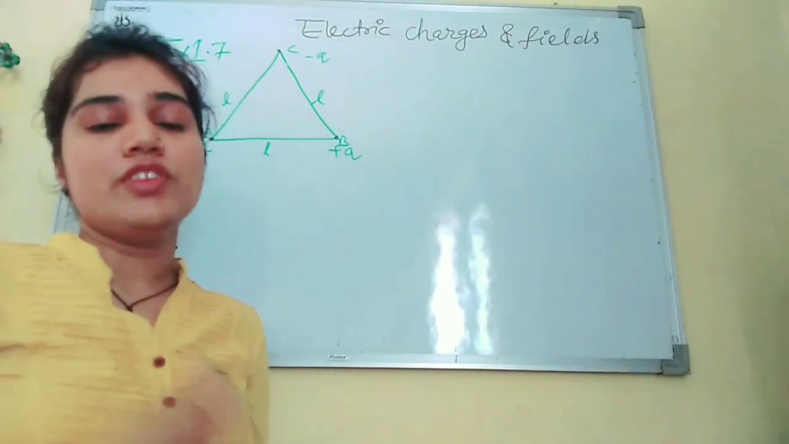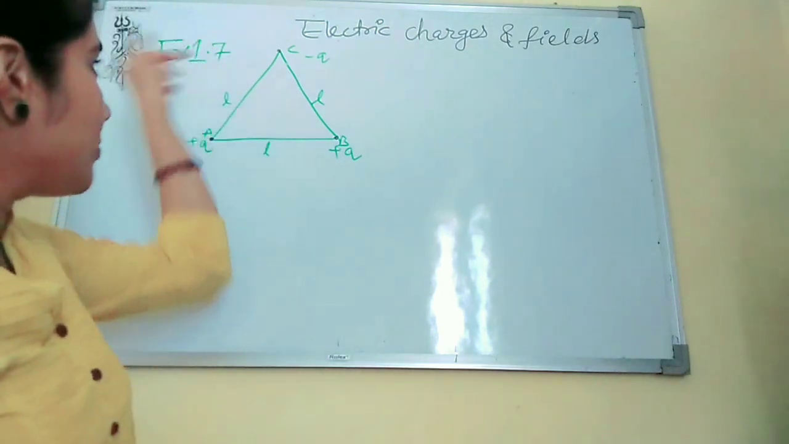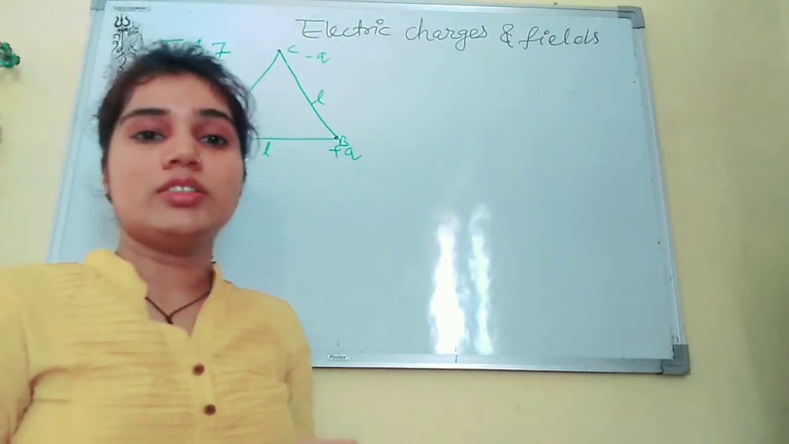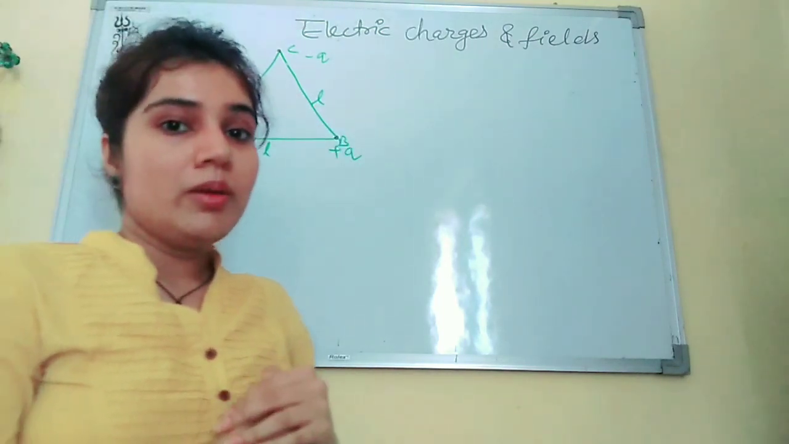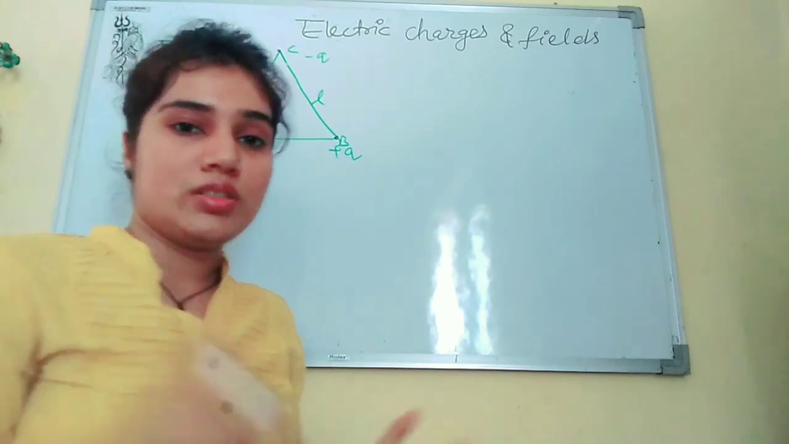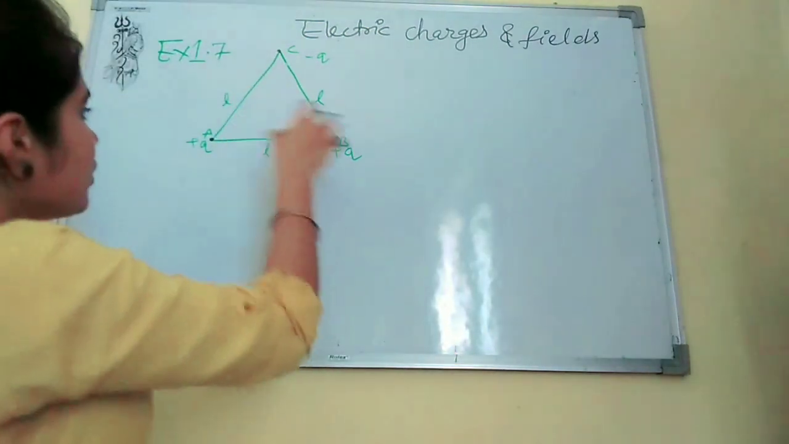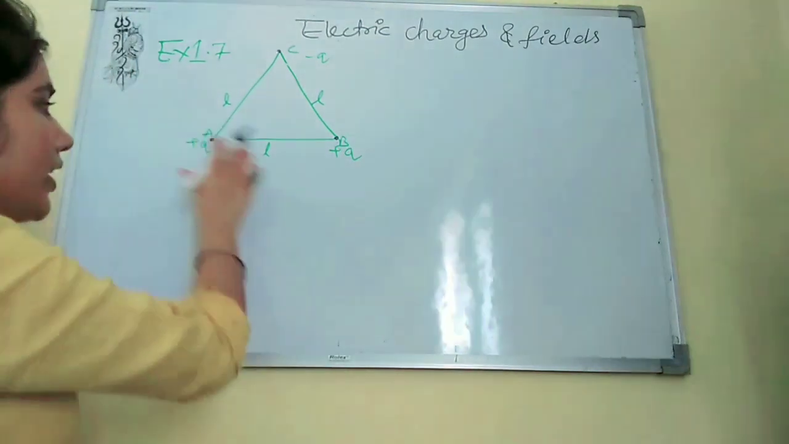Students, in our previous video we have seen example 1.6. Now I'm going to explain example 1.7 of your NCERT book of class 12 from electric charges and fields. This example will give you more clarity on example 1.6. Okay.